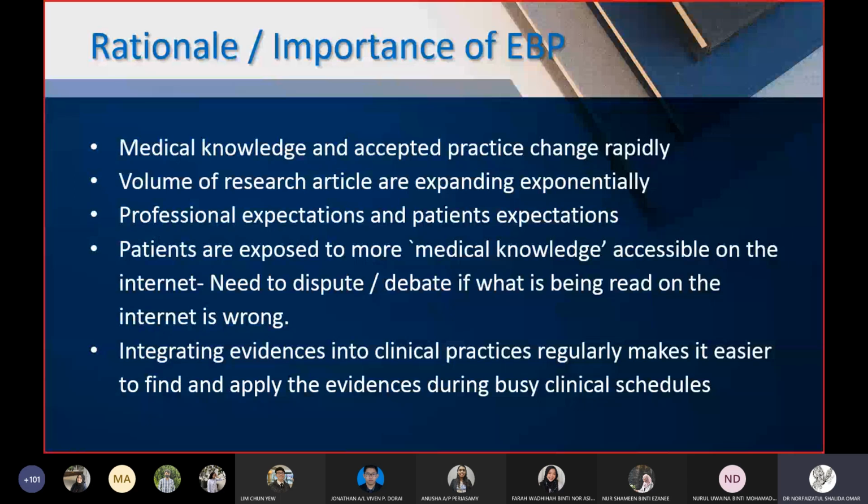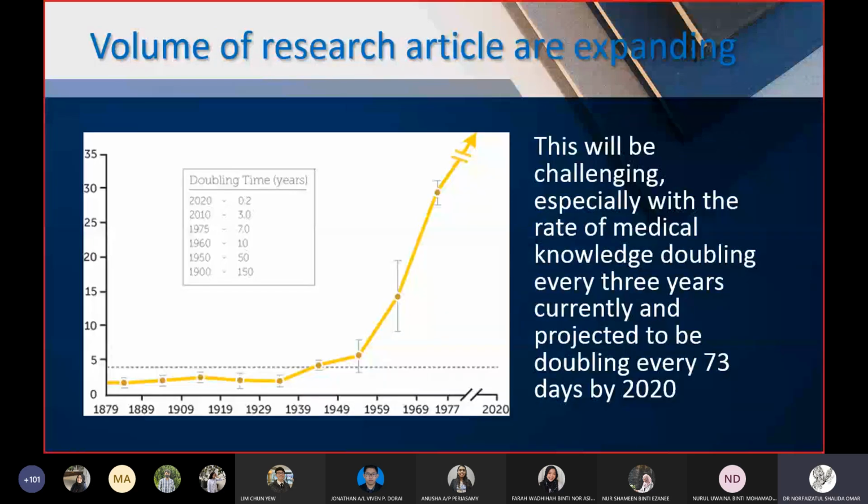So those are the things that you need to update your knowledge on in order to treat your patients, so that the risk to the patients is much lower. Of course, the volume of research articles is expanding exponentially. So there are a lot of research articles coming out. This is the example. Okay, the volume of research articles is expanding.